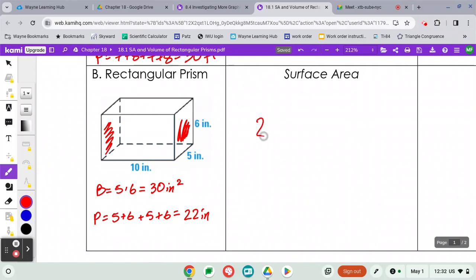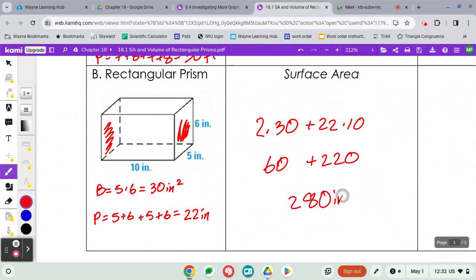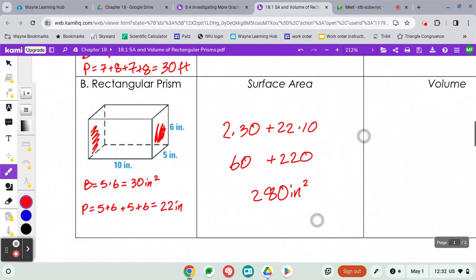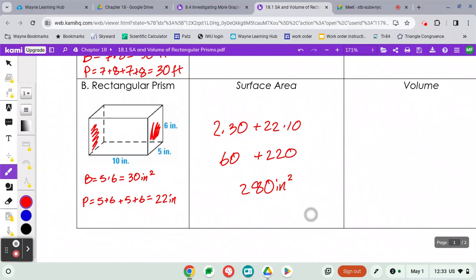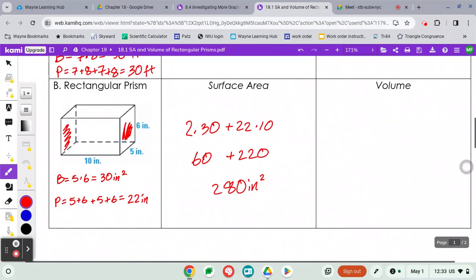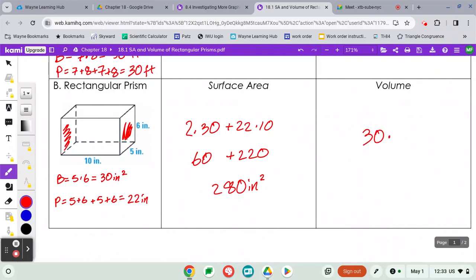All right, so 2 times 30 plus 22 times 10. 2 times 30 is 60. 22 times 10 is 220. We add them together and we get 280. If you did it with different numbers, or a different order, that's fine. You should have still got 280. Okay? As I was coming around, it looked like several of you had that already. Now, volume, remember, it's just 30 times the height, which is 10 in this case. And we get 300.